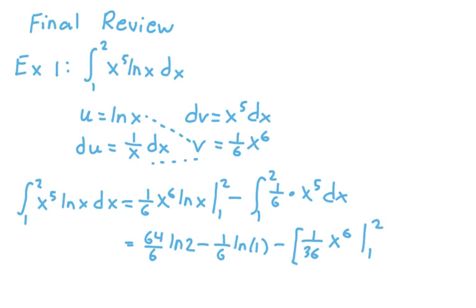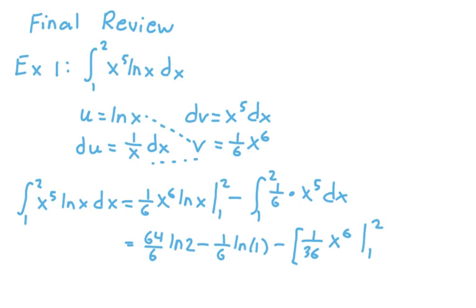I'm going to let u equal natural log of x, and I'm going to let dv be x to the fifth dx. du is 1 over x dx, and v is 1/6 x to the 6. So the integral from 1 to 2 of x to the fifth natural log of x dx is equal to 1/6 x to the 6 natural log of x evaluated from 1 to 2.